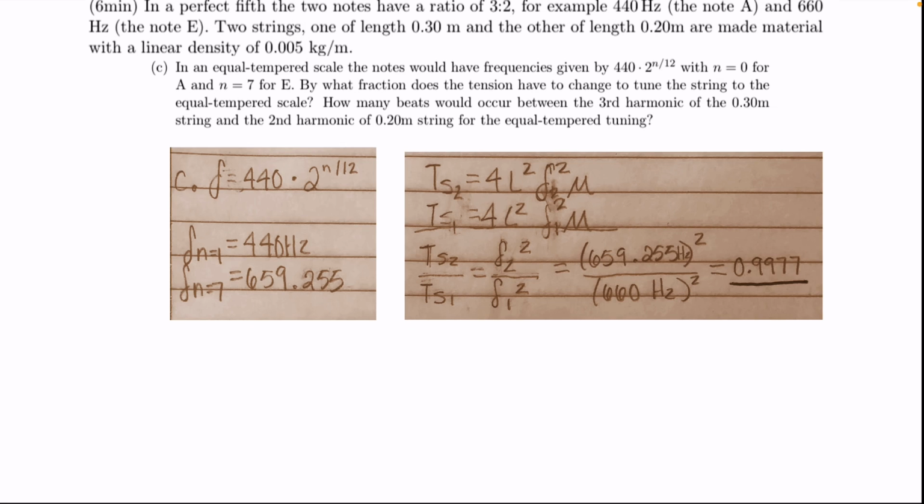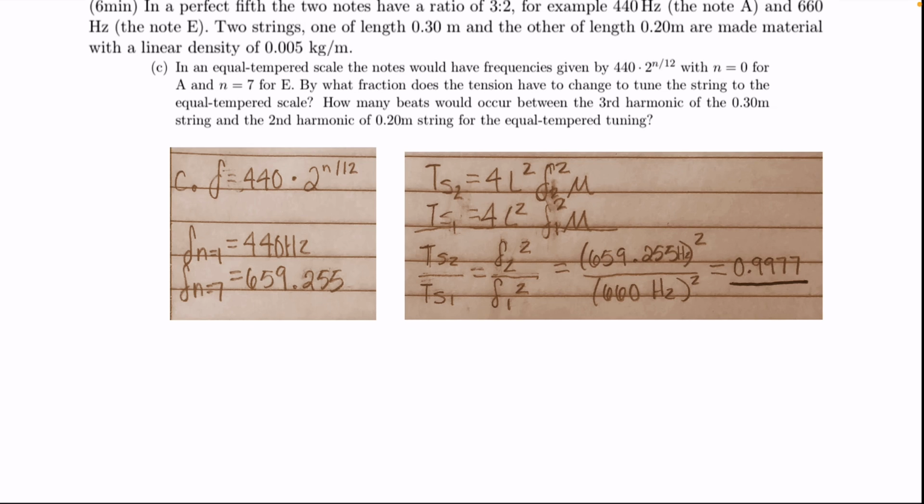Part C states that in an equal tempered scale, the notes would have frequencies given by 440 times 2 to the n over 12, with n equals 0 for A and n equals 7 for E. By what fraction does the tension have to change to tune the string to the equal tempered scale? How many beats would occur between the third harmonic of the 0.3 meter string and the second harmonic of the 0.2 meter string for the equal tempered tuning?